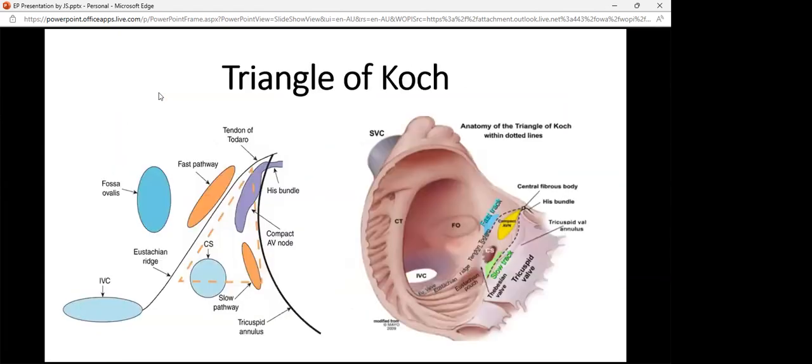So they'll use their anatomical landmarks. We also sometimes use a 3D mapping system. There are many out there; Abbott do one, Biosense Webster do one. We can use a 3D mapping system to create a geometry of the right atrium, so we know where the anatomical structures are.